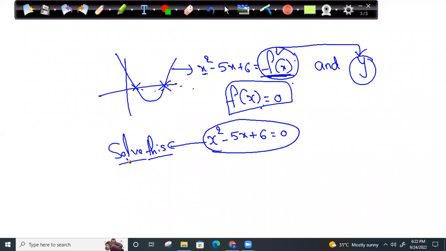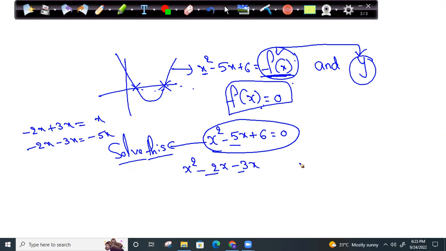Who is speaking? Yeah, tell me, Jayesh. x square minus 2x plus 3x... no, minus 2 minus 3 is minus 5. Then it'll become plus 5x, right? Minus 2x plus 3x is plus x, Jayesh. Oh, right. Okay, got it. Plus 6 equals 0. You take x common. x minus 2.